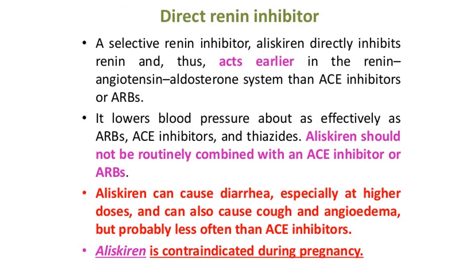These were the drugs that act on the renin angiotensin aldosterone system. On the first step, renin inhibitors act. On the second step, ACE inhibitors act. And on the third step, ARBs, angiotensin receptor blockers, act. And how they decrease the blood pressure, I have told you very clearly.